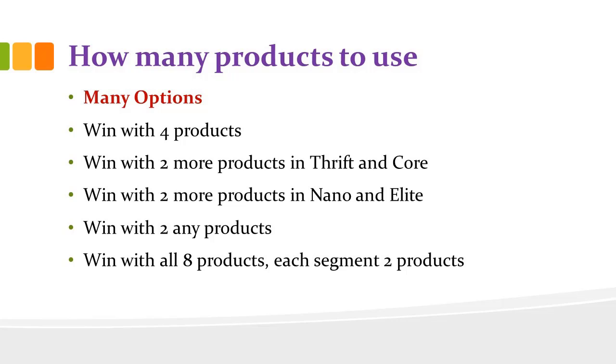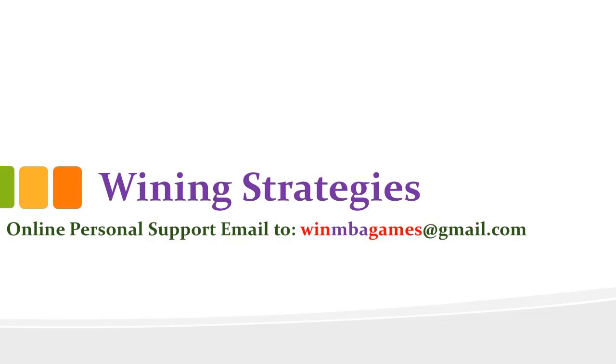So we have many options to win the game. We can win with 4 products. We can add 2 more products in trip and core and win. We can add 2 more products in nano and elite and pass the game. Or we can select any 2 other products to focus on, whatever you find has potential, and add on the 4 new products. With each segment having 2 products, you can still win the game. So you have many different strategies to win the game.